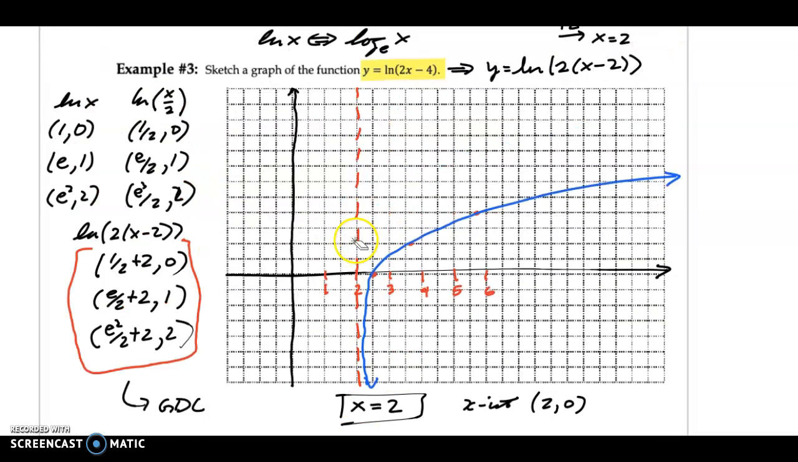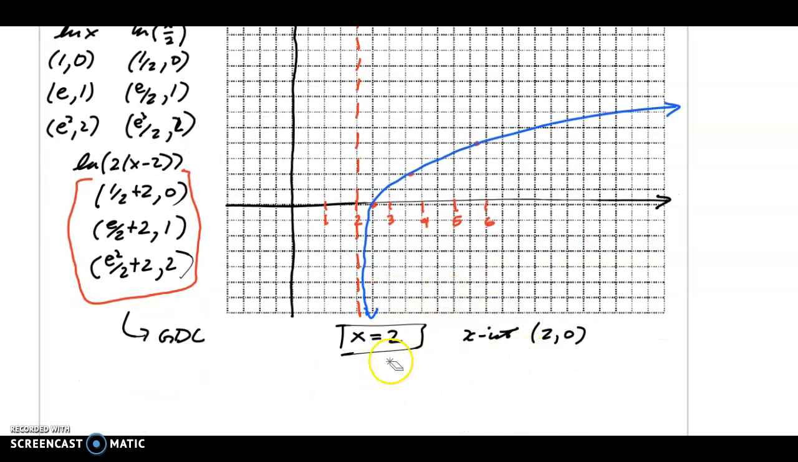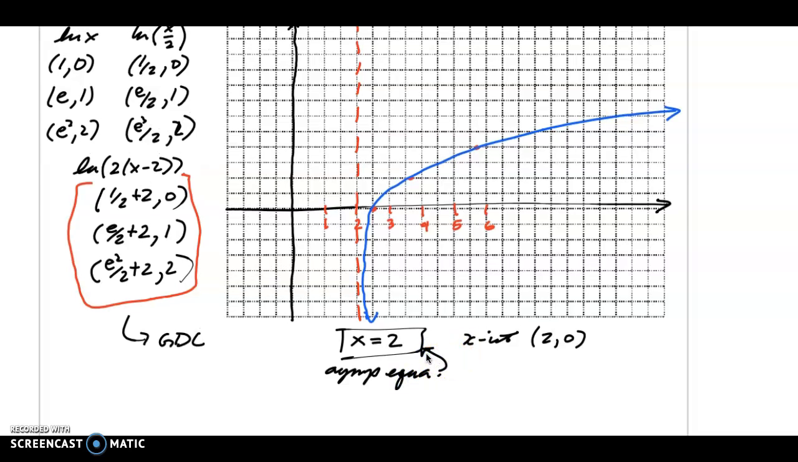So what am I talking about? Anyway, there's no y-intercept. That's obvious. We just know where the vertical asymptote is. This is just our asymptote equation, which is right there. That's it. Done. So that's pretty much it.